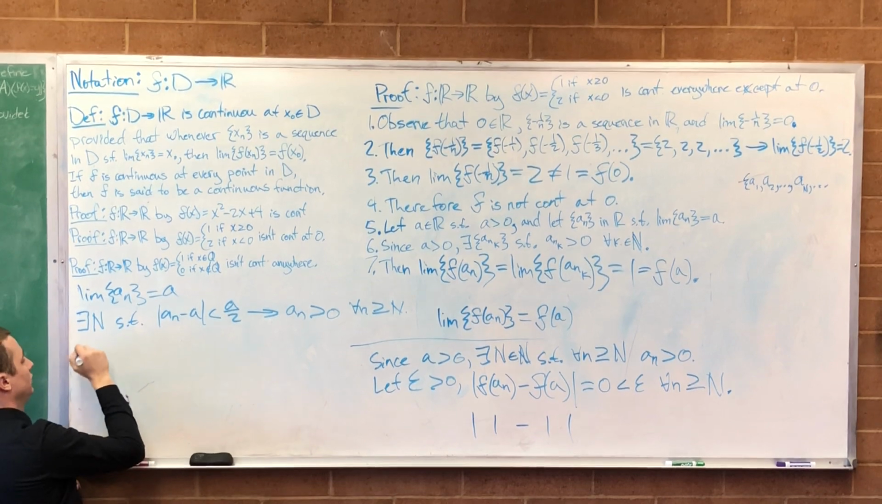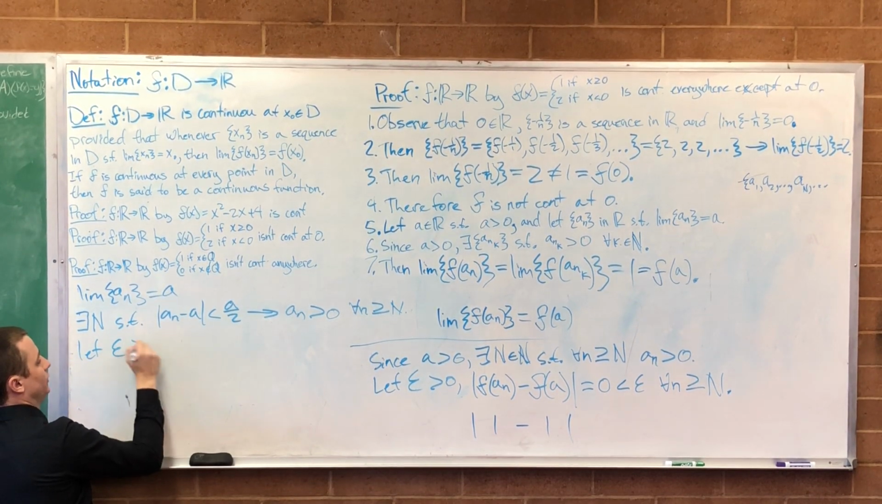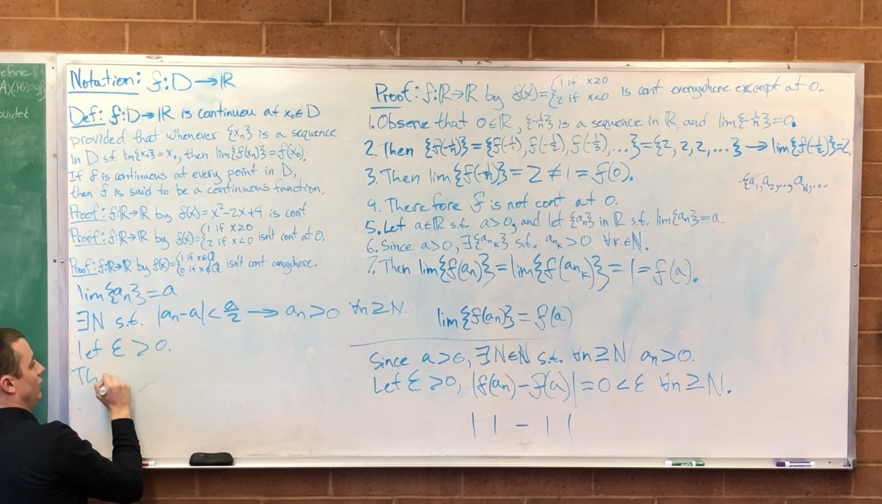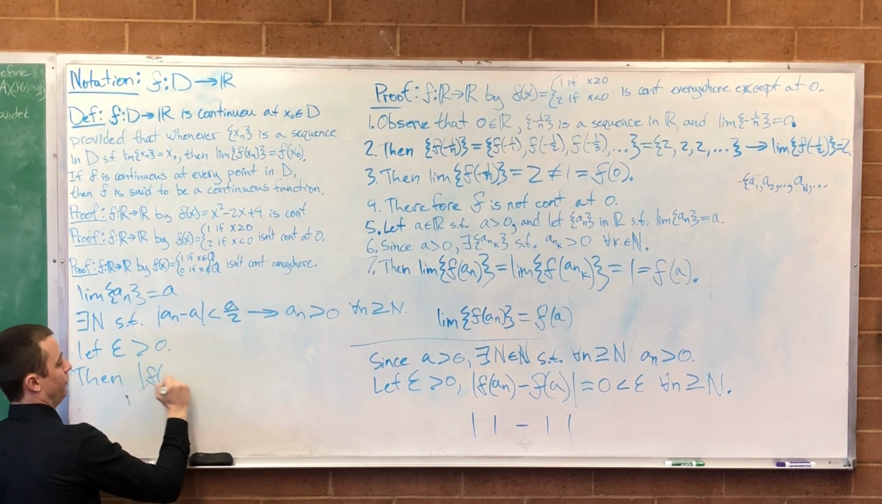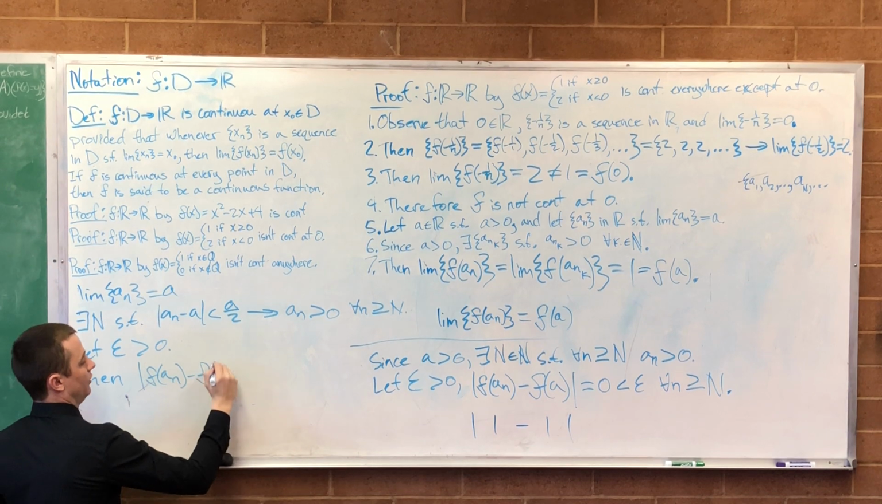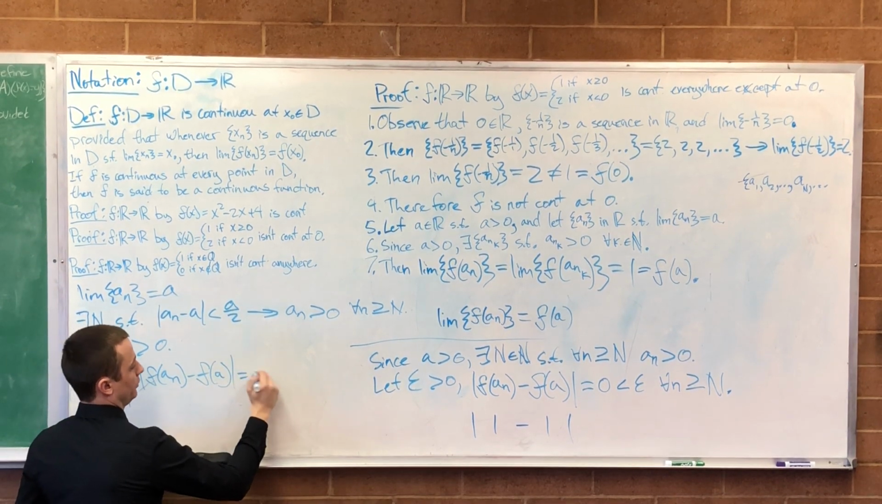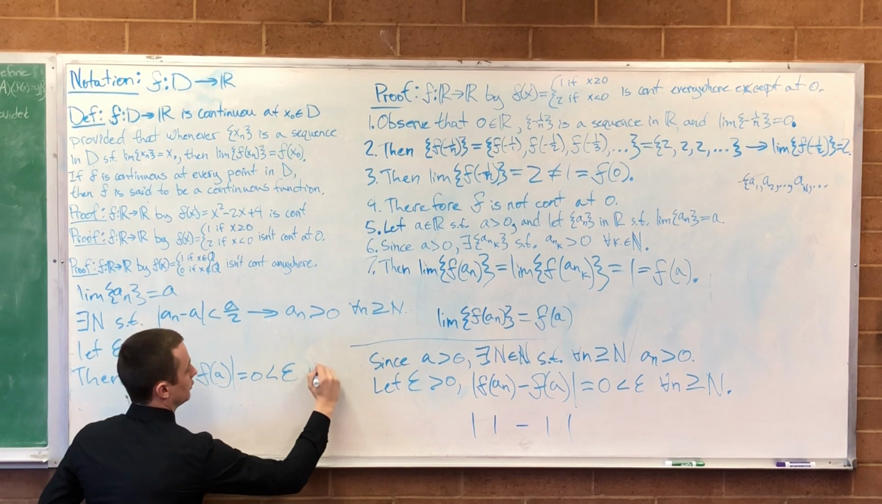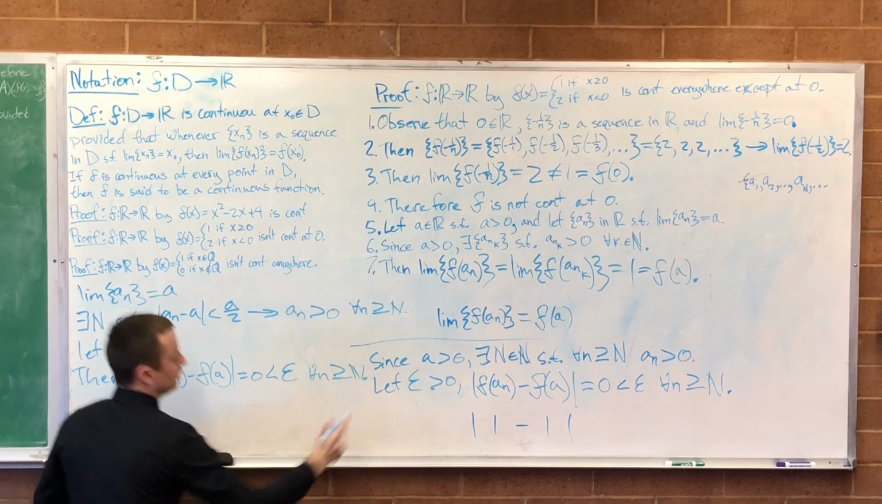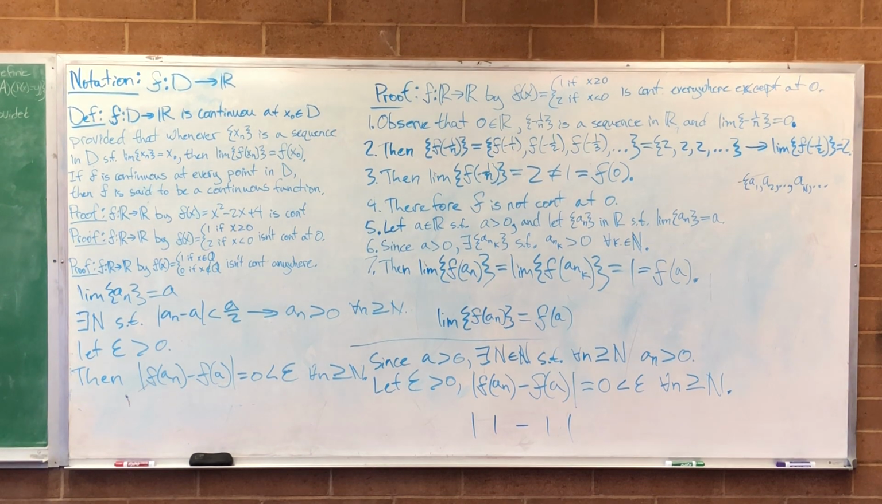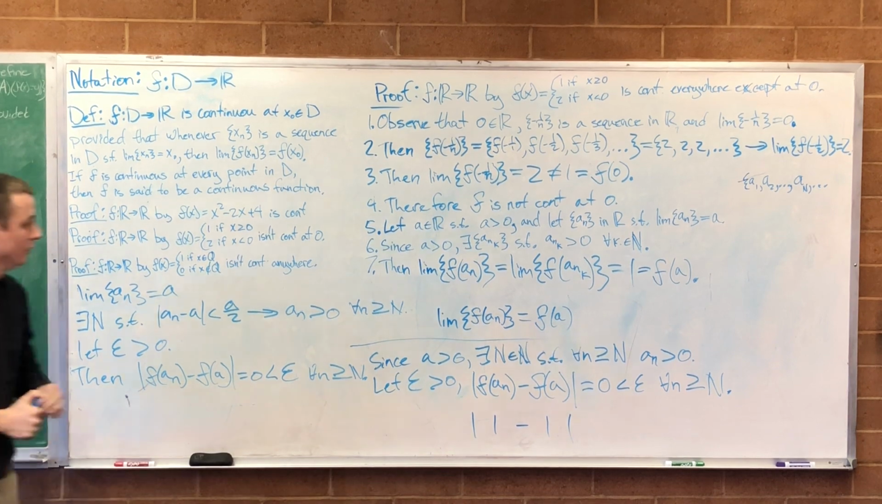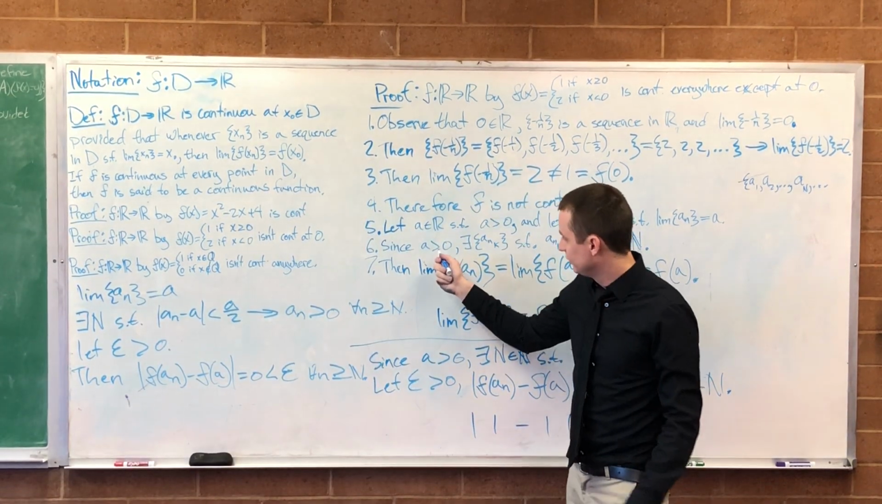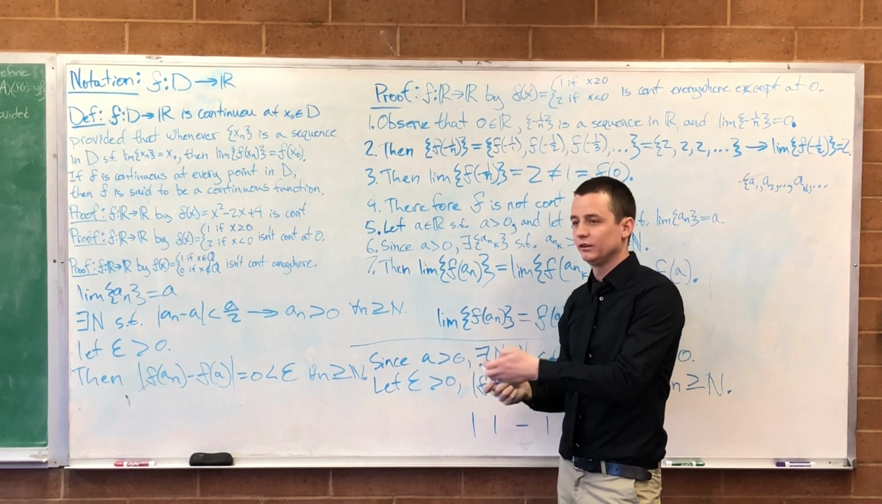And then I can say let epsilon greater than 0, then f of a_n minus f of a, which is equal to 0, is less than epsilon for all n greater than or equal to that index. Same thinking once again. And then, obviously, if you switch the inequality, still basically the exact same thing, right?